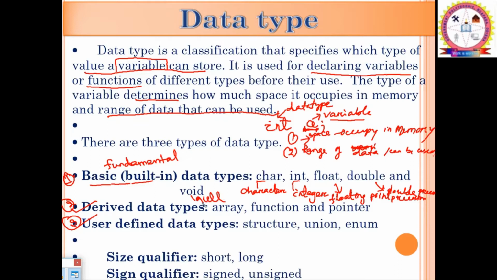The next category is derived data types, which are nothing but array, functions, and pointers. We'll discuss this later. And the third category is user-defined data types, which are structure, union, and enumerations. Enum is a keyword, and we'll study enumerations.